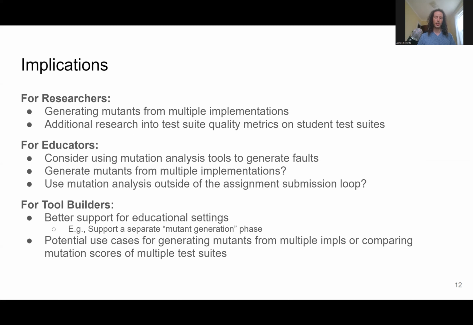Tool builders can look into providing better support for educational settings. For example, a mutant generation phase would make it easier for instructors to select which mutants they want to use to evaluate student test suites. While some ad hoc support for features like this is possible using JSON data generated by mutation analysis tools, first-class support would help further increase adoption. There are also potential use cases for generating mutants from multiple implementations or comparing mutation scores of multiple test suites.